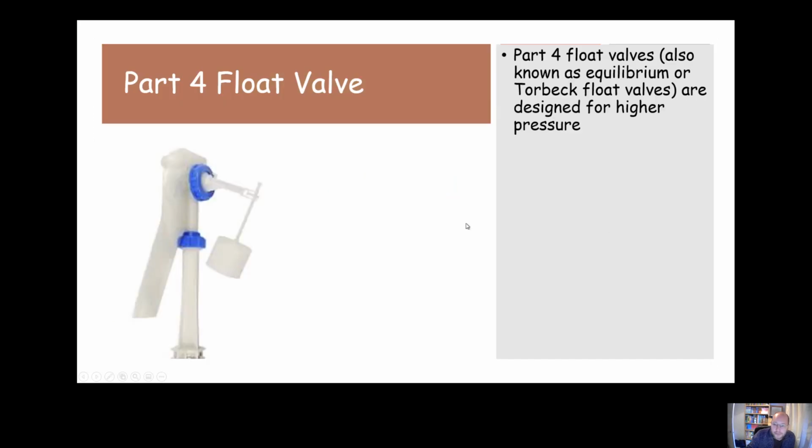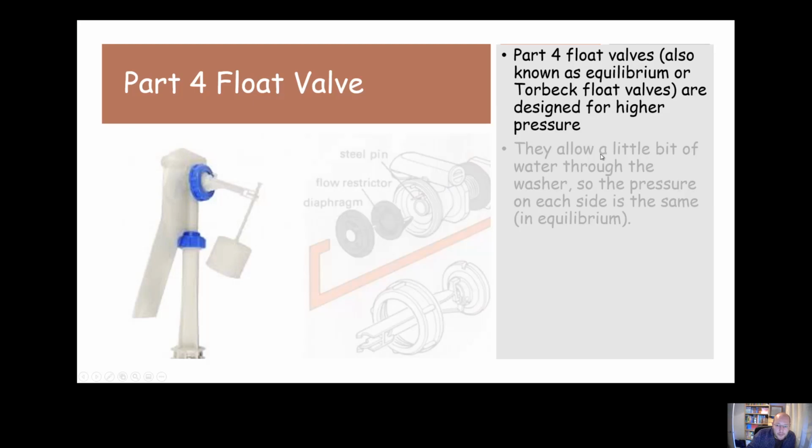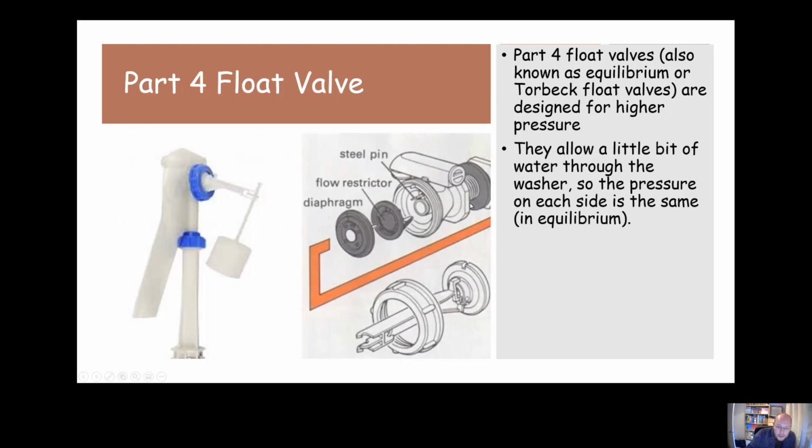Part 4 float valve, also known as an equilibrium type float valve, sometimes also known as a Torbeck type float valve. They're designed to work with higher pressures. Okay, they actually allow a little bit of water through the washer, which means that the water pressure on both sides of the washer is equal, it's the same, so they're kept in equilibrium. That's why it's known as an equilibrium type float valve.